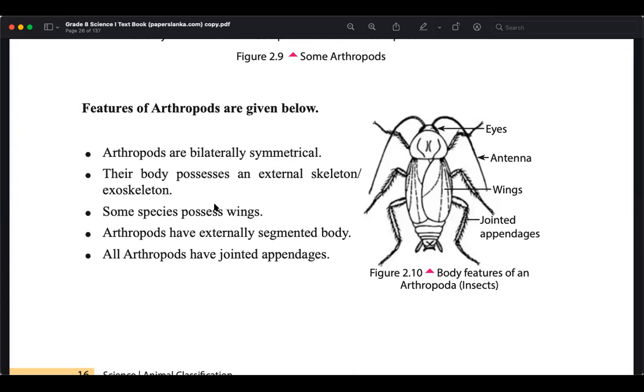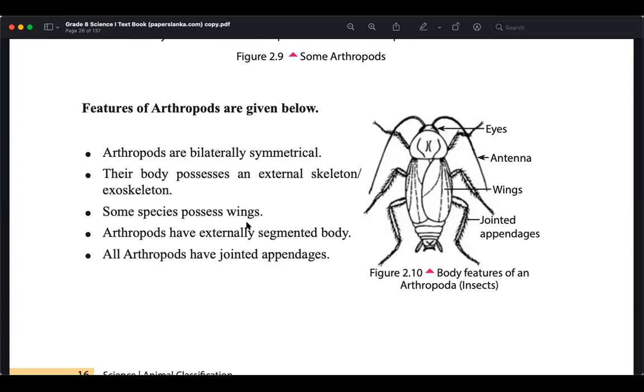Their body possesses an external skeleton we call an exoskeleton. In our body we have an internal skeleton. Our skeleton is inside, but their skeleton is on the outside. In our case we can see our skeleton is inside our body, covered by the skin and flesh.